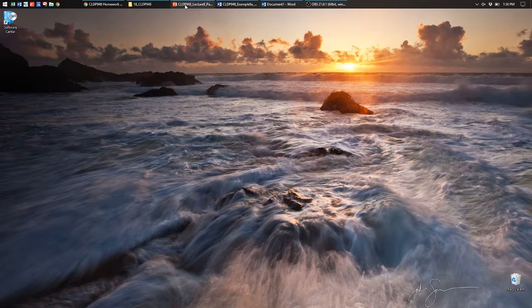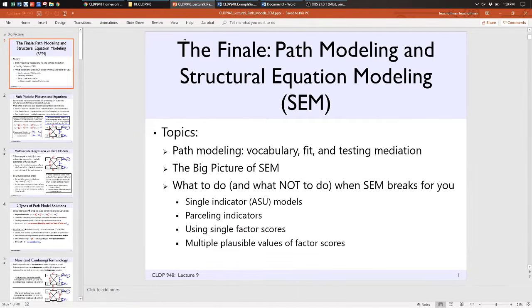So let's look then at the grand finale, path modeling and SEM. We'll see how far into this we get. I've got a lot of stuff here. Normally I like to spend 2 weeks on this, but we got a little bit compressed, so we'll do what we can do. So this is lecture 9.